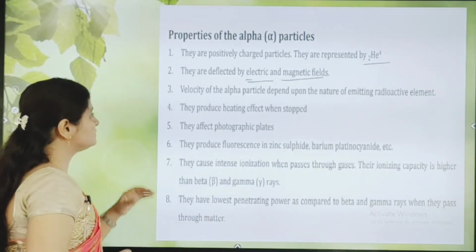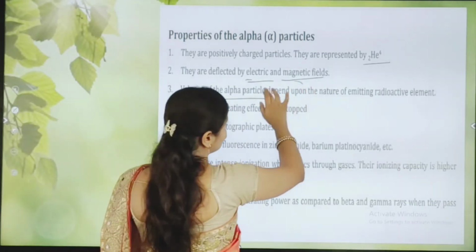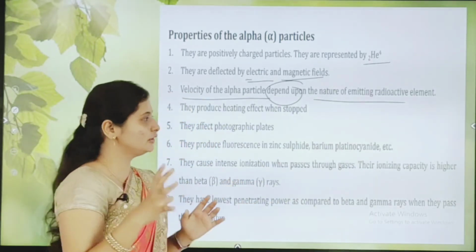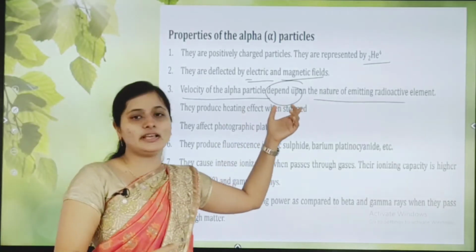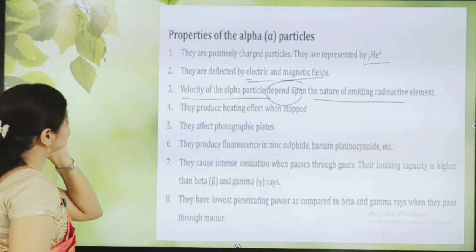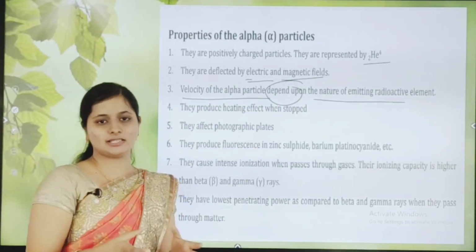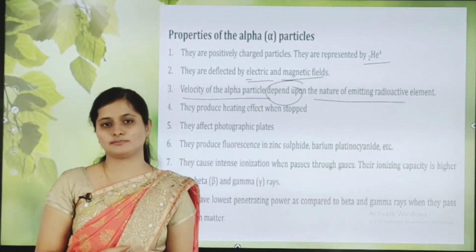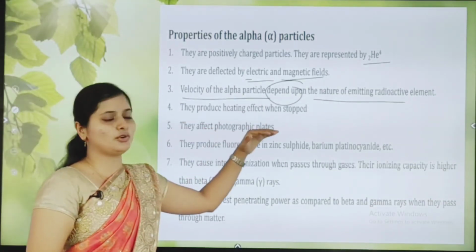We'll move to the third point. Velocity of alpha particle. The velocity of alpha particle depends upon what? The nature of the emitting radioactive element. Whatever the velocity of the alpha particle is, it depends upon the nature of the radioactive element. Okay. Next, the fourth one: they produce a heating effect when stopped. When the ejected particle is stopped, a heating effect will be produced.